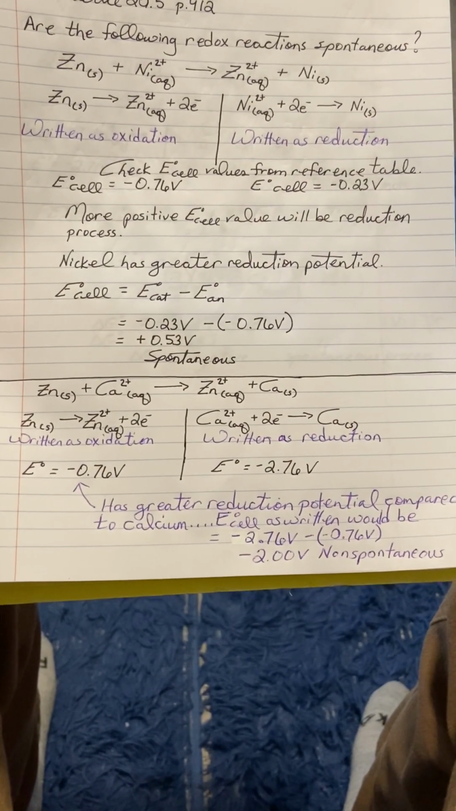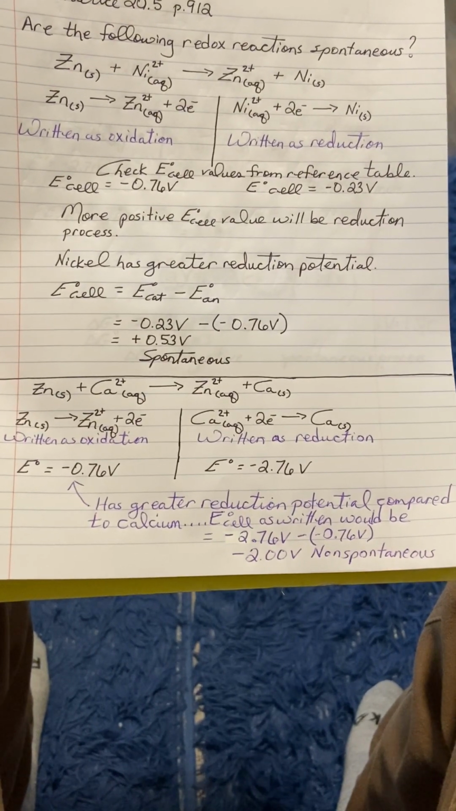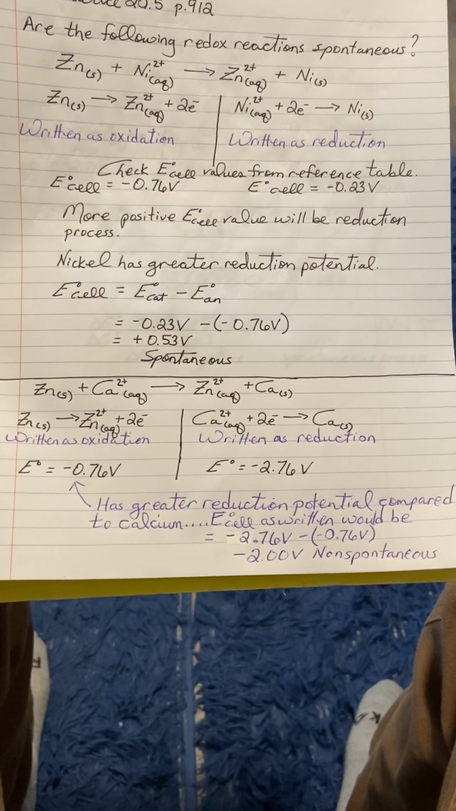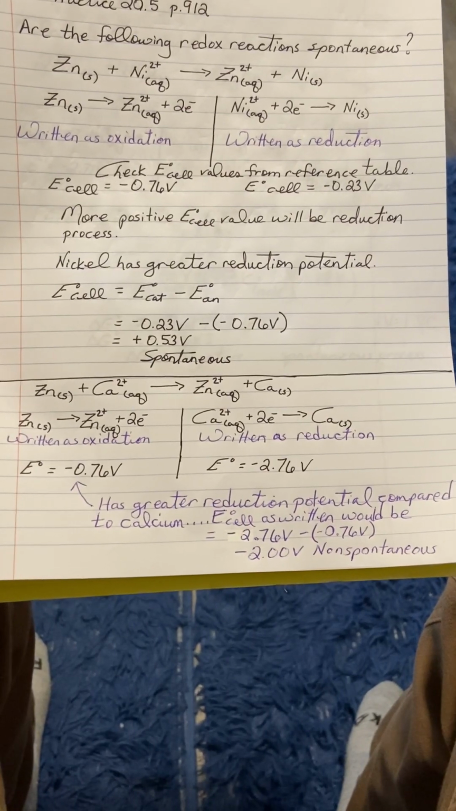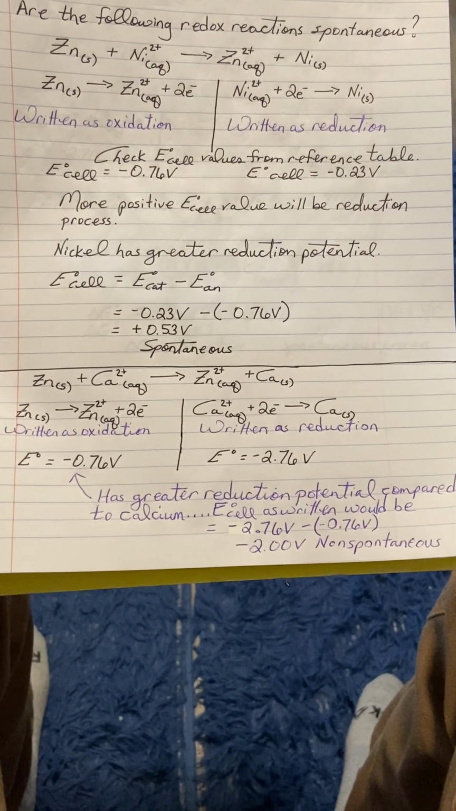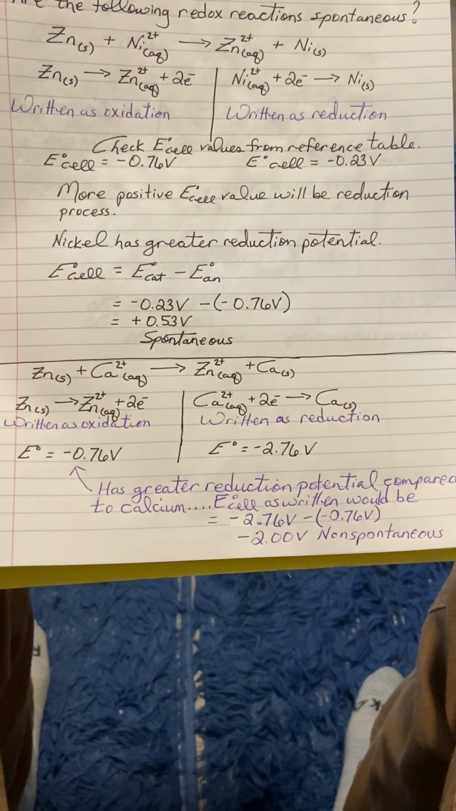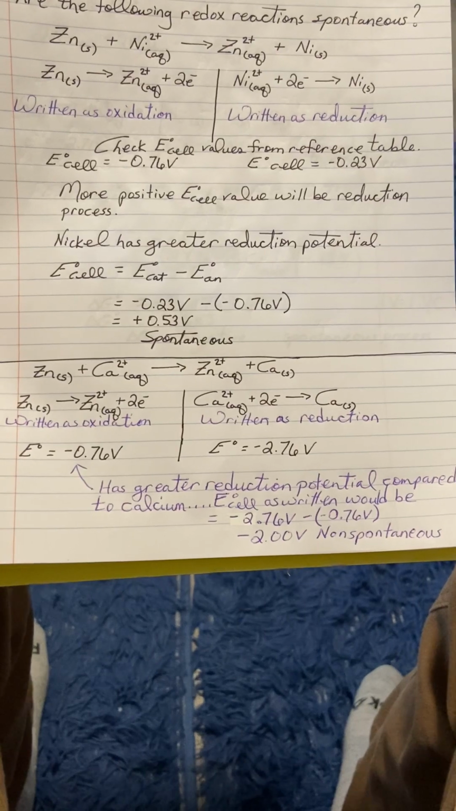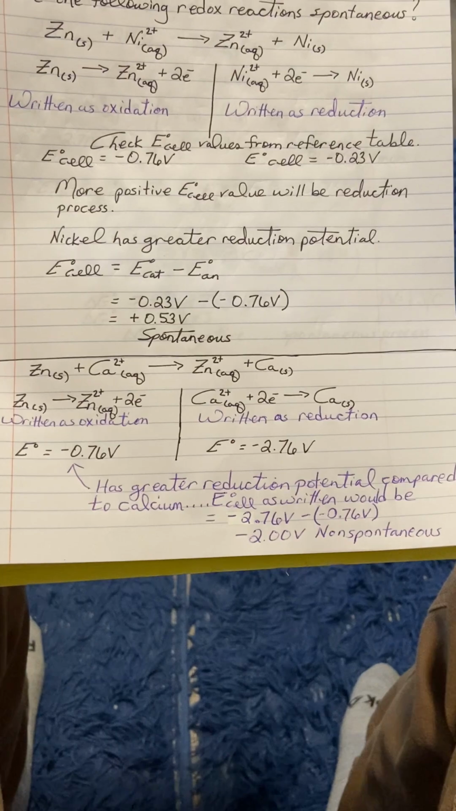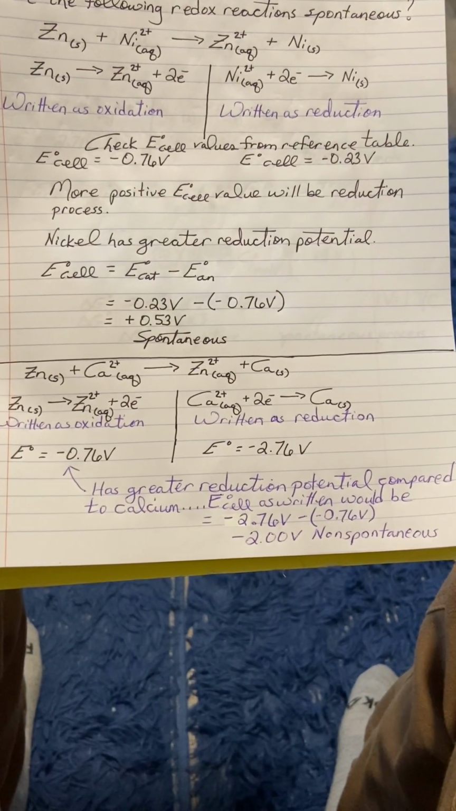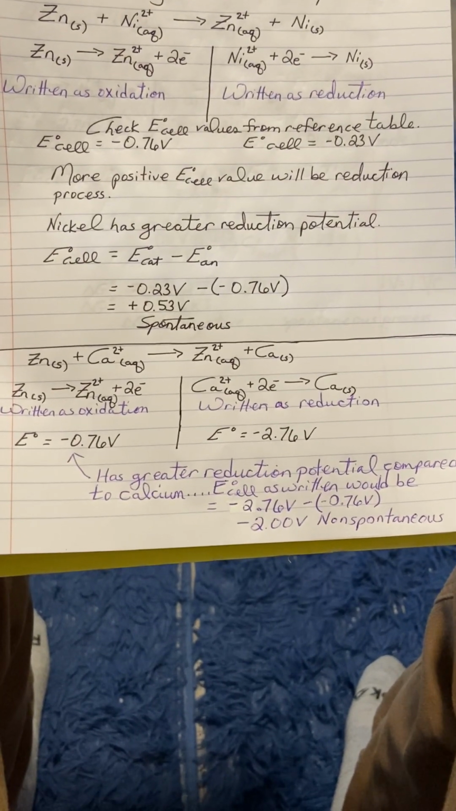Okay, and then the second reaction, we've got zinc going through an oxidation with calcium written as a reduction. We go to the reference table again and find that zinc has the greater reduction potential compared to calcium. So the zinc should do the reduction, not the oxidation.